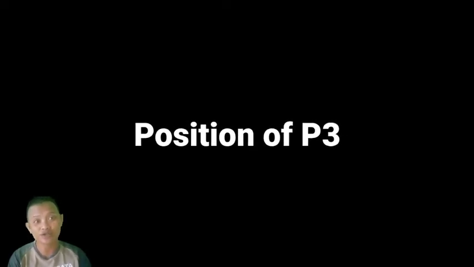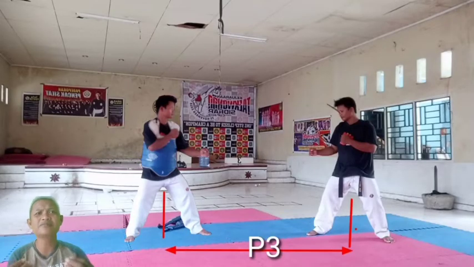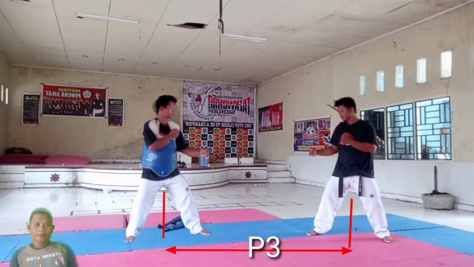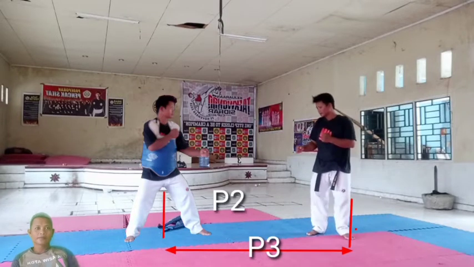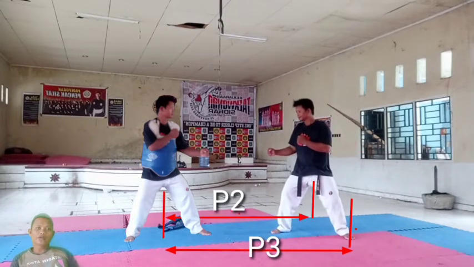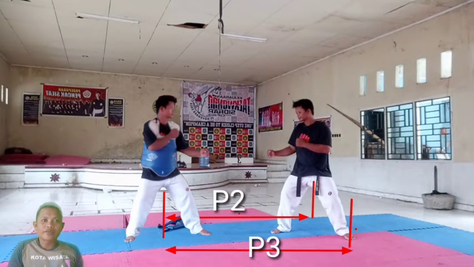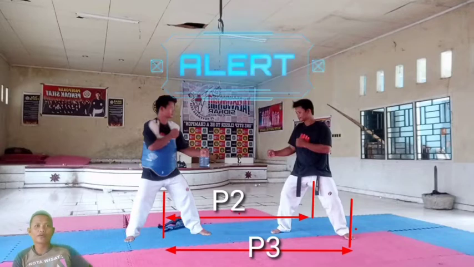We start with a distance of P3 or position 3. Position 3 is the position where we are at a safe angle. A position where when we want to attack we need to continue to move forward to reach the target of the kick. While the P2 position is a ready position, this position can also be said to be an alert position because the opponent can attack with one kick to get to the target.